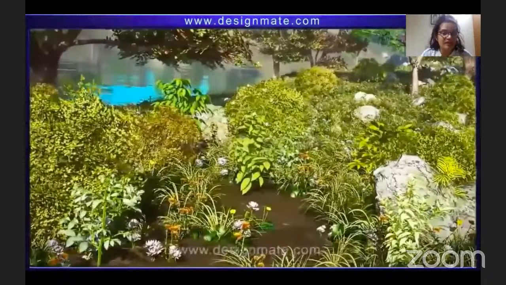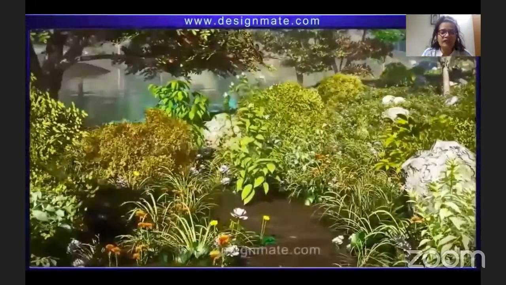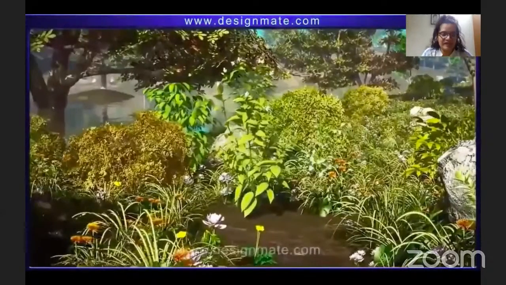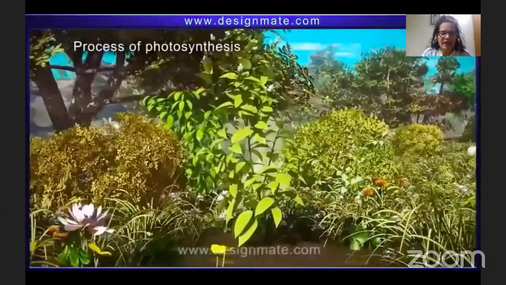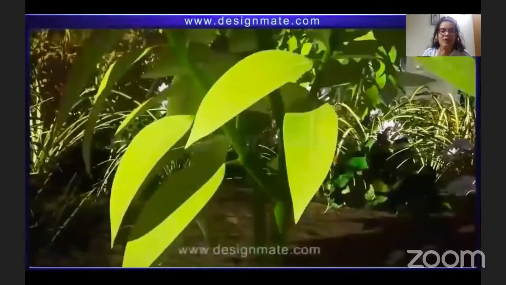Why? Because we eat plants. That is right. But there's another important reason. Plants are the ones who make oxygen and release it into the atmosphere. So they're very, very essential. It is so because of the process of photosynthesis. Now, let's take a closer look at the plant that shows us everything about the process of photosynthesis.